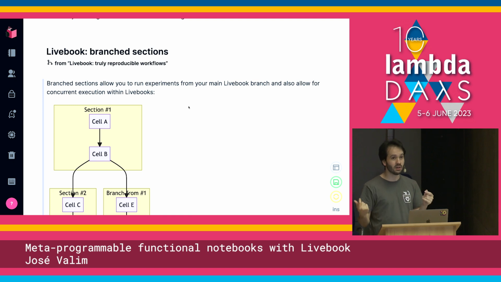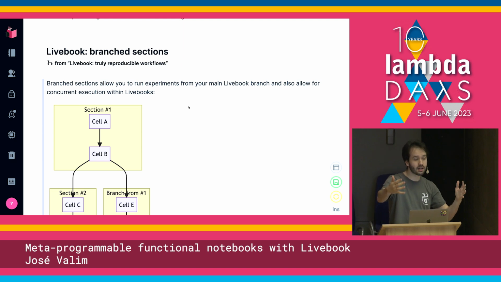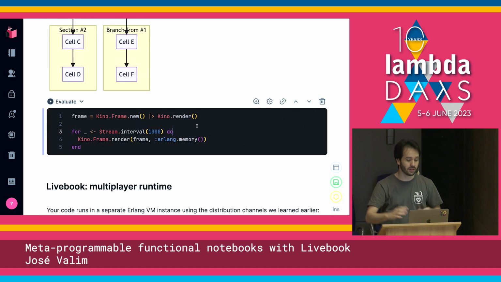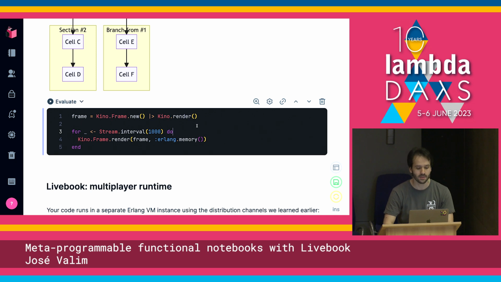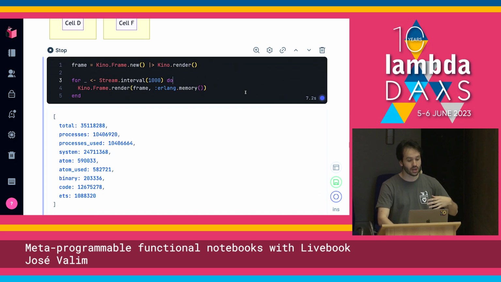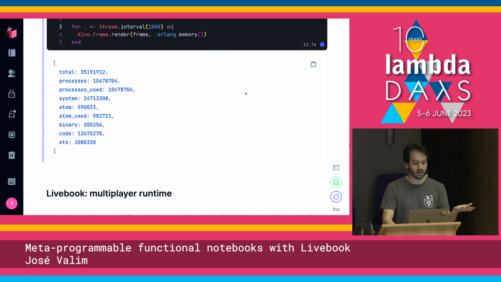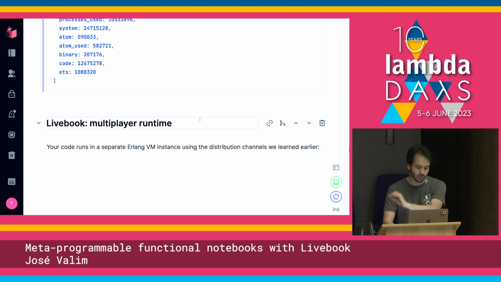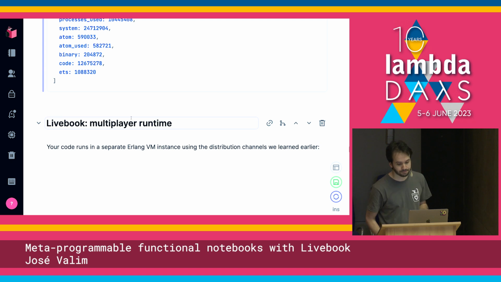So what I can do, for example, if I want to run experiments, is have a section that does the setup, and then I can create a bunch of branched sections. They are all going to be running concurrently, doing their own experiments. Just as an example, I have this code cell here, and what it does is that every second, it shows me how much memory the Erlang virtual machine is using. And I can just have this running all the time. Because that's in a branched section, it is going to run forever without blocking the flow of the notebook, as we're going to see.